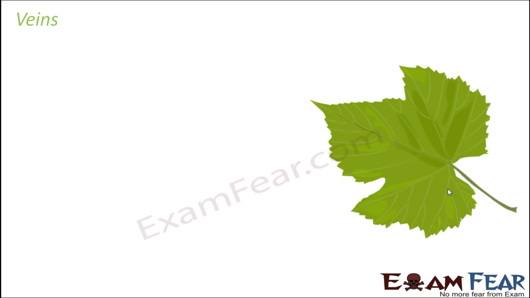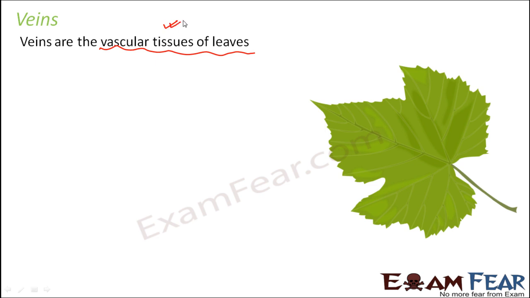While I was talking about lamina, I told you that veins and veinlets exist on the lamina. So now let us see what veins are and what function they perform. Veins are the vascular tissues of leaves. So they are very, very important. Whenever I say vascular tissues, what are vascular tissues? Vascular tissues are nothing but our xylem and phloem. So veins are basically the vascular bundles which contain xylem and phloem.